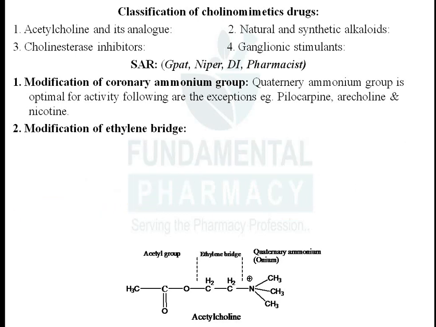On the ethylene bridge, you cannot do much. If you try to substitute two methyl groups on this carbon atom, the compound will be inactive. If you replace only one hydrogen by a methyl group, then the compound will be less active, but it will be resistant to metabolism, right? So this is how modification of the ethylene bridge works.